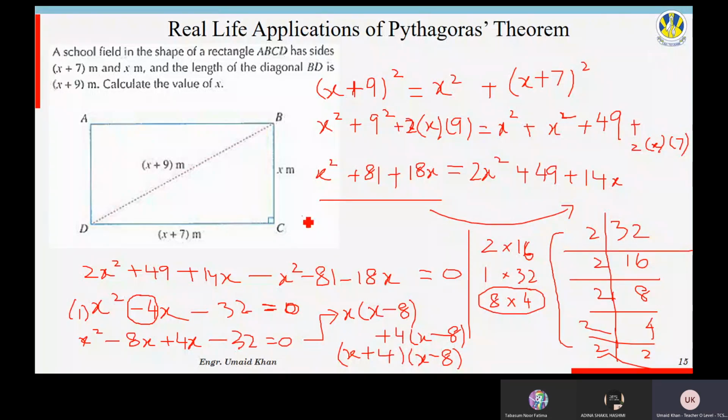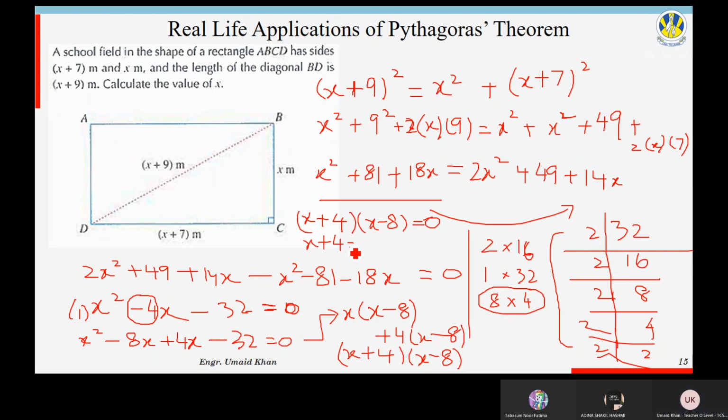So the last step will now be x plus 4 into x minus 8 should be equal to 0. Okay. So how do you solve this equation now? You will now consider two values. Either x plus 4 is equal to 0 or x minus 8 is equal to 0. This is the next step which you perform. Okay. Remember this step.